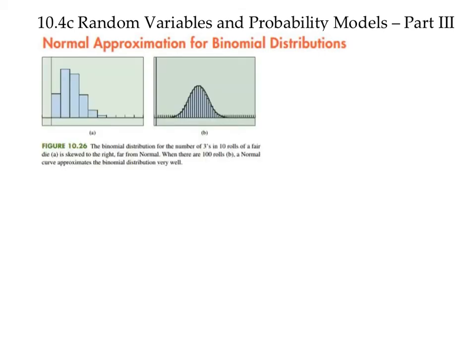Figure 10.26a shows the binomial distribution for the number of threes seen in 10 rolls of a fair die. Because it's skewed to the right, a normal model is not appropriate. In figure 10.26b, the number of rolls of the die is increased to 100. The superimposed normal curve is barely discernible, showing how good the approximation is.